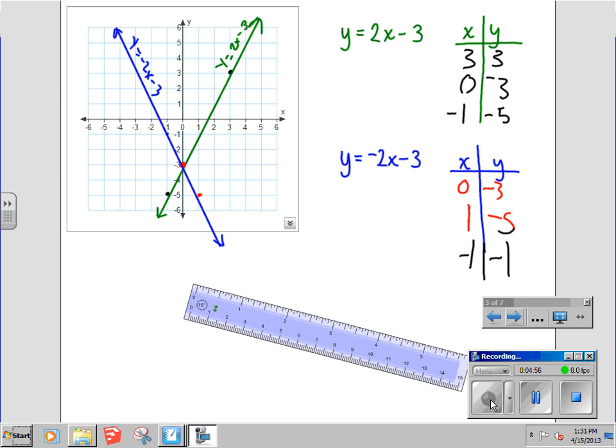So how would you say the steepness of these lines compares? How would you say the slope of the blue line compares to the slope of the green line in relation to each other? Are they the same? They are the same. The steepness of them is the same. What's different about them? They're going in different directions. This green one is going up in this direction, and the blue one is going down in this direction, or pointing to the left, you could say.